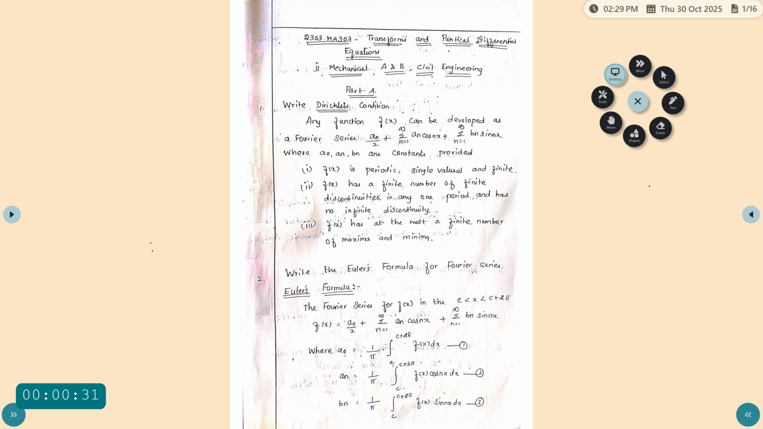The second condition is it has a finite number of finite discontinuities in any one period and has no infinite discontinuity. And the third condition is f of x has at the most a finite number of maxima and minima.